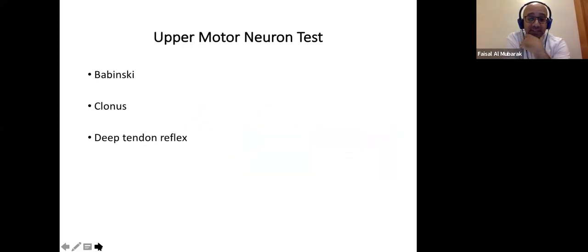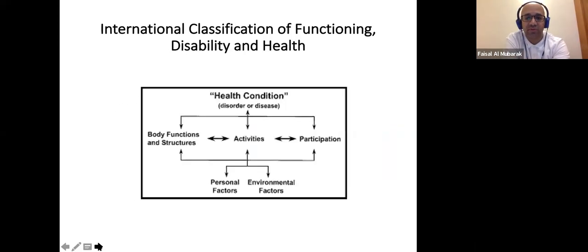If there is any suspicion about a central lesion, we move on to the upper motor neuron test, just to assure if there are any upper motor neuron issues. Okay, the ICF, I'm sure that you guys are aware of it. I just want to take a quick visit to it.